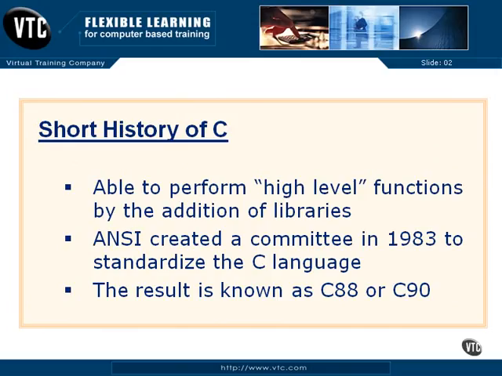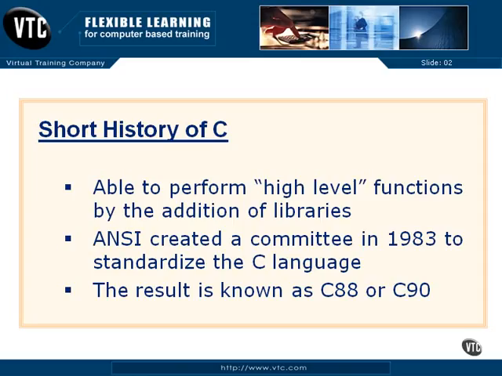More and more government work being done in C required that there had to be a C standard to get the government contracts. So ANSI created a committee in 1983 whose whole goal was to standardize the C language. They worked on that for quite a while, and the result was finally achieved in 1988, and that resulting ANSI C standard is known as C88.